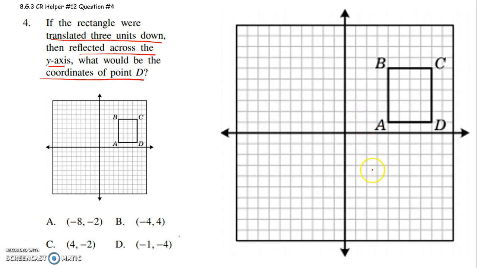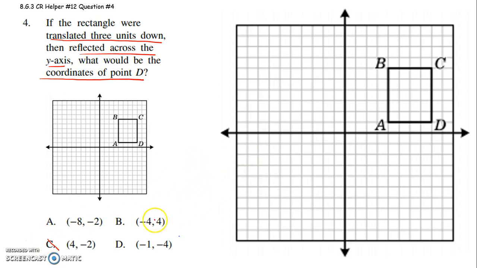So we're going to translate it 3 units down, then we're going to reflect it over the y-axis, so it's going to end up somewhere over here. So I already know 4, -2 doesn't have a shot because that ends here. And if I, just in my mind, translate it 3 units down, 1, 2, 3 units down, and again, I'm just focusing on D. I probably should have mentioned that. If I'm 1, 2, 3 units down, then I'm going to reflect it over the y-axis. I know I'm ending up over here somewhere for D. So immediately I eliminate that.